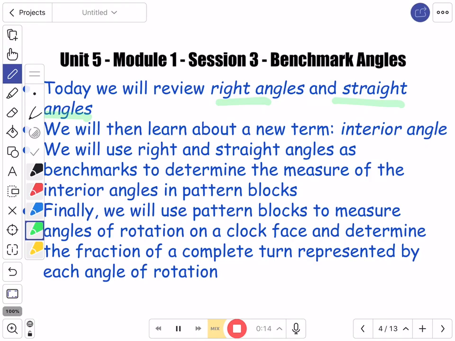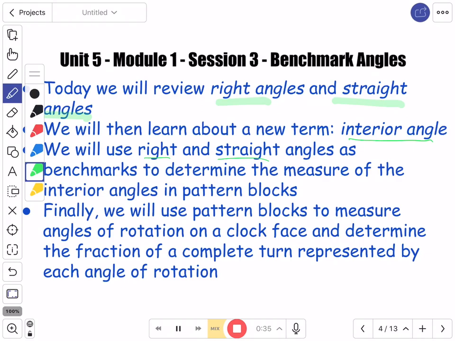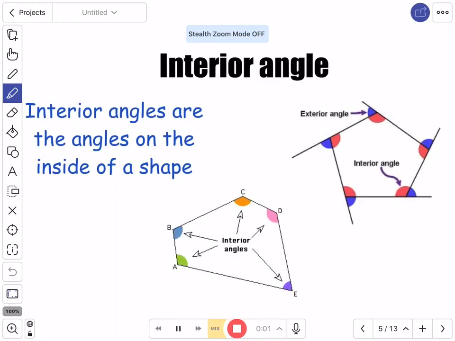So for Unit 5, Module 1, Session 3, which is benchmark angles, today we will review what right angles and straight angles are. We will then learn about a new term called interior angle, and we will use right and straight angles as benchmarks to determine the measure of the interior angles in pattern blocks. Now I know that we don't have pattern blocks in front of us, but I'm going to help you out with this. And then finally, we will use pattern blocks, or the ones that Mrs. Sanders will help you with, to measure angles of rotation on a clock face and to determine the fraction of a complete turn represented by each angle of rotation.